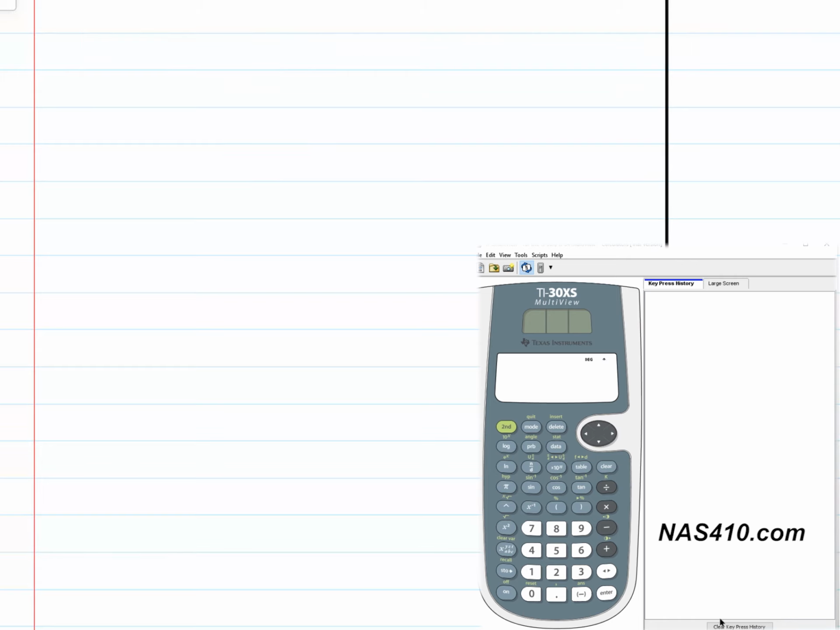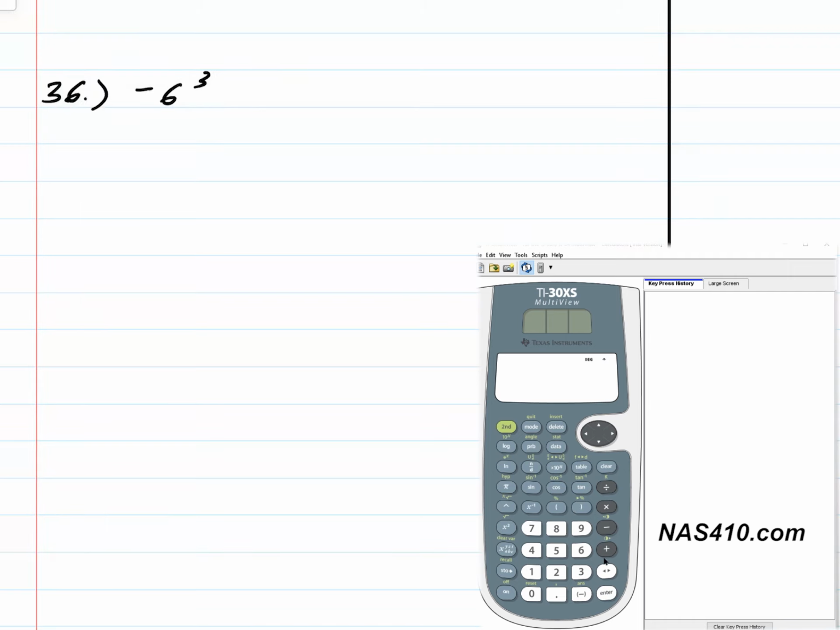Number 35, I have the fifth root of 32. Okay, and so another exercise in using our calculator. 5, second, X root button, 32, hit enter, and you get 2. So the fifth root of 32 is 2. Okay, so I have -6 to the third. I could do this on my calculator. I'm just going to put in -6, caret 3, hit enter, and you get -216.